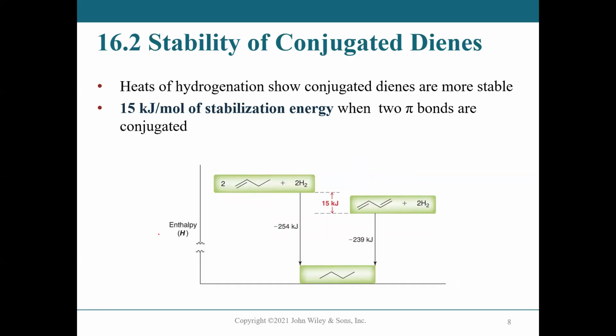So heats of hydrogenation show conjugated dienes are more stable. So here is a conjugated diene over here. I'm just going to abbreviate that. And you can see that the stability is 15 kilojoules more stable.